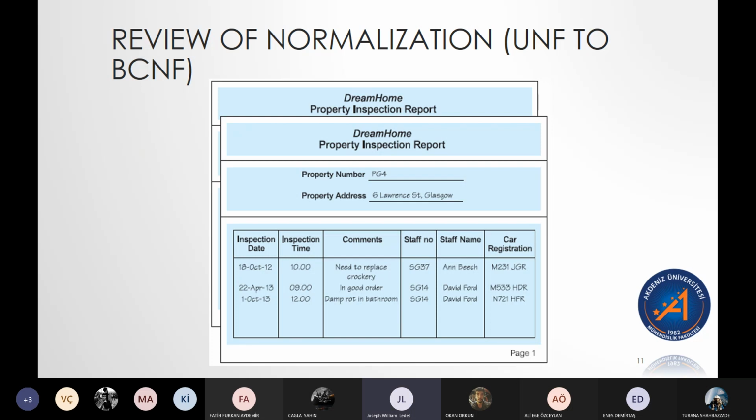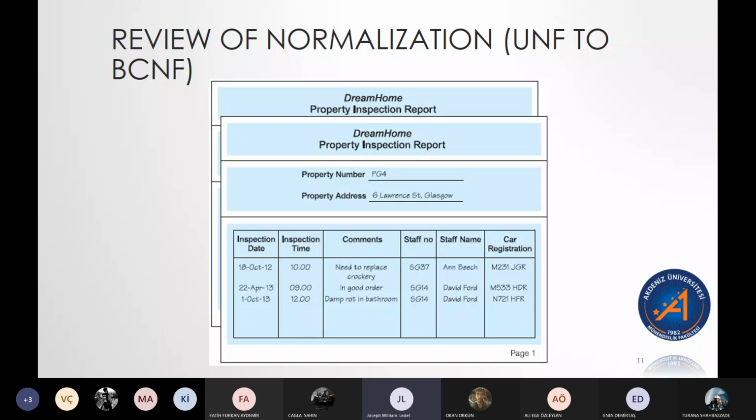Let's review up to Boyce-Codd. Because this actually includes an example, if I'm not mistaken. This actually includes an example of a Boyce-Codd problem. So here we have this property inspection report. How did we get this? We got this through what we called fact-finding techniques.